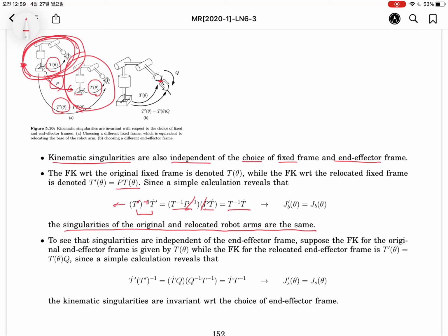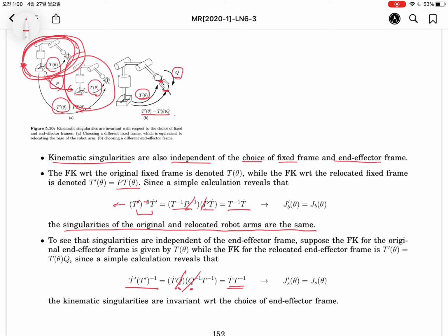This is the end frame, the body frame. Okay, let's attach another one. So the body frame is moved here. So T times Q will be used to denote the POE of this manipulator. Okay, let's obtain the twist T dot and the T inverse. Q appears like this, but the inverse relationship cancels each other out. So we arrive at the same result.